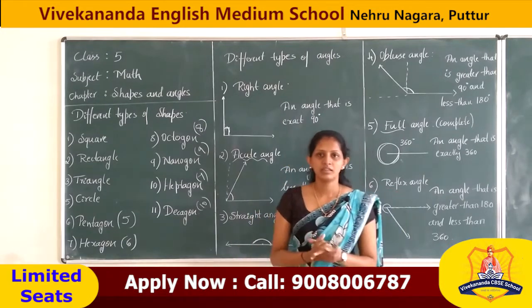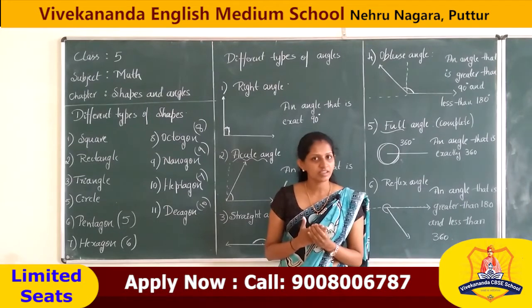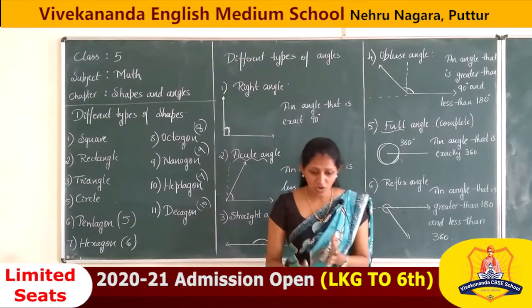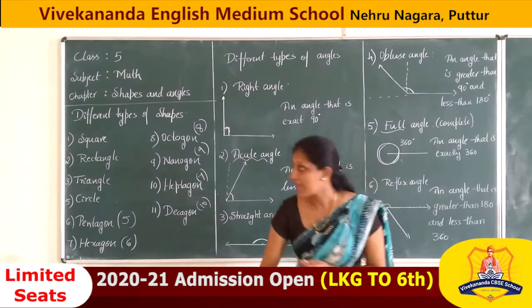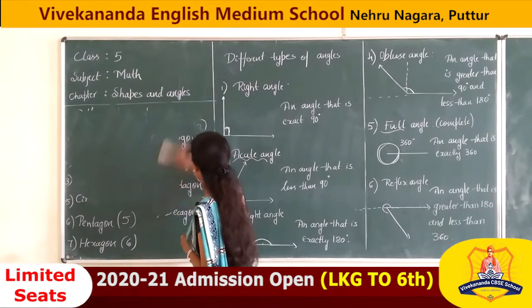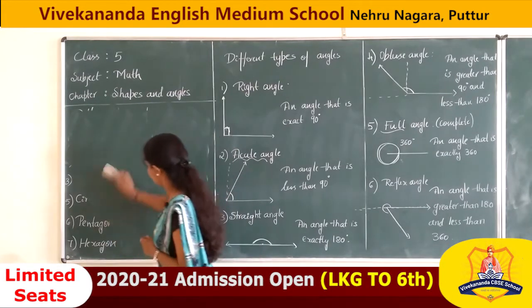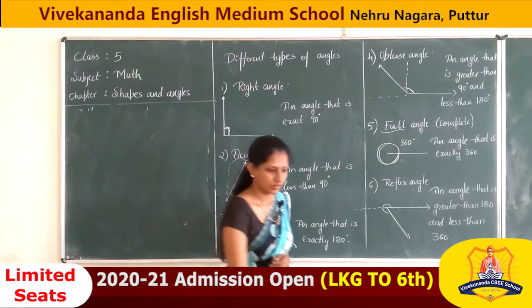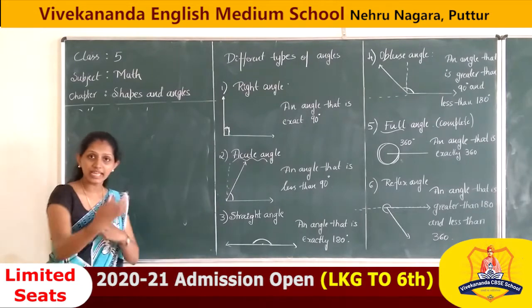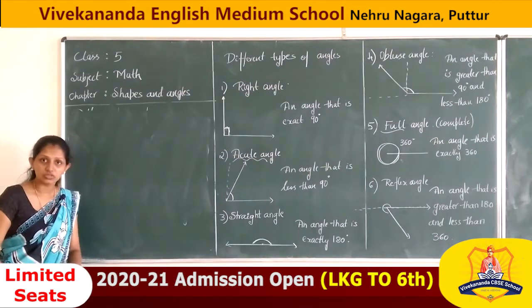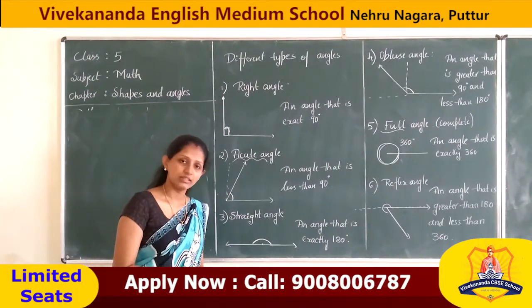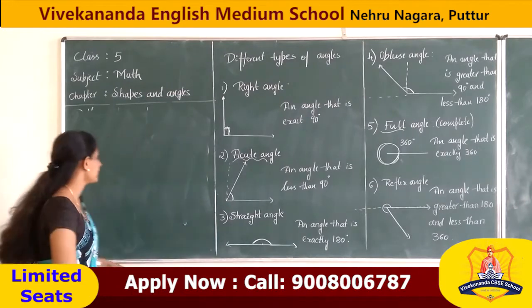Other than that, in a clock, can we? In a clock we can see different angles. See, not only in our body, not only in a hand, in our legs also we can make different types of angles, correct? Different types of angles. How?